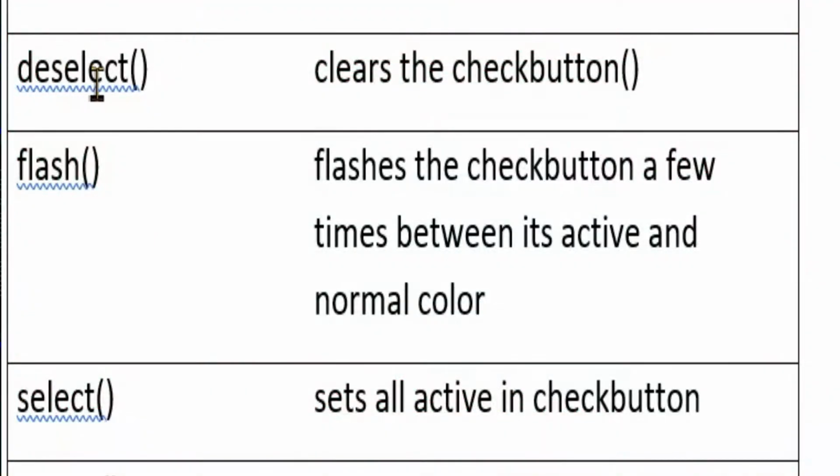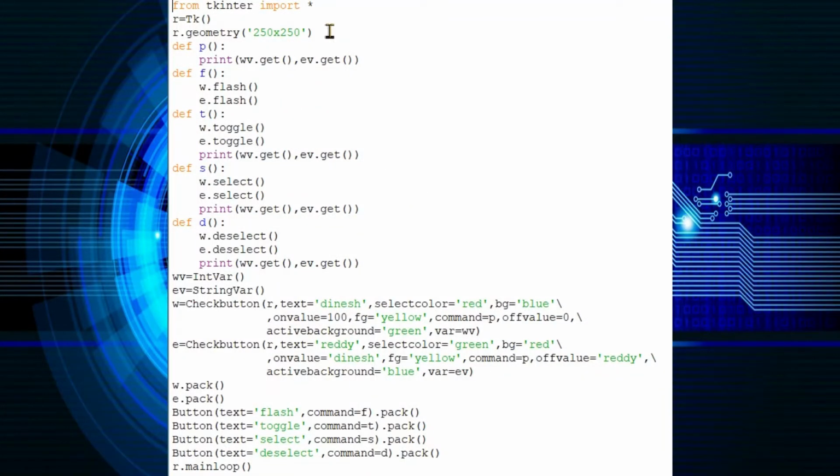You can see the methods and the description. Here I have used deselect, flash, select and the toggle. And here deselect means it will deselect all the values which you have selected, and flash means it will change the colors from the active to passive, I think it will be taken as 3 times between its active and normal color. And select means it will select all the check buttons which you have given. Toggle means if you have given selected it will deselect, and if you have deselected then it will become selected. Now here is the program for using the selector.